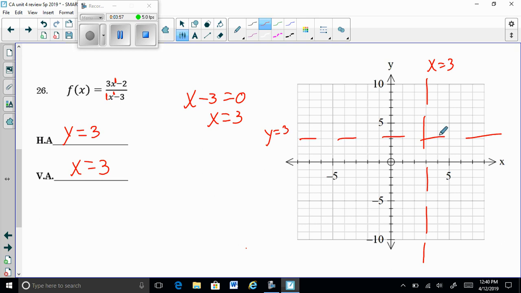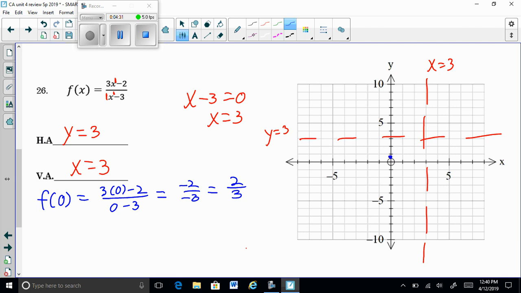And so now we just need to test some points. 0 is an easy one to plug in and see what happens. So f of 0 is 3 times 0 minus 2 over 0 minus 3. So we end up with -2 over -3, which is +2/3. So when x is 0, you're at 2/3 right there.